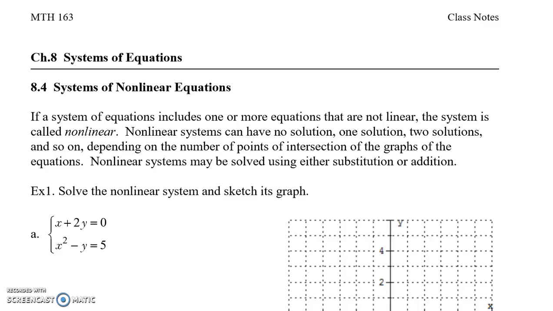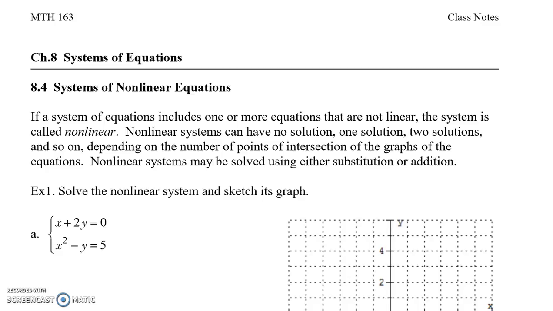So if a system of equations includes one or more equations that are not linear, the system is called nonlinear. Nonlinear systems can have no solution, as is the case with linear systems, or one solution. But then there's a possibility of two solutions or three solutions, depending on the number of points of intersection of the graphs of the equations.